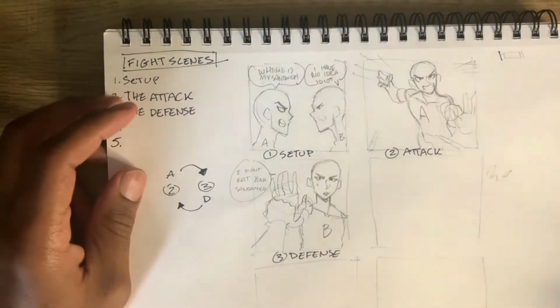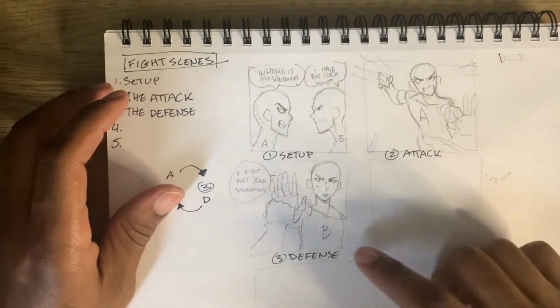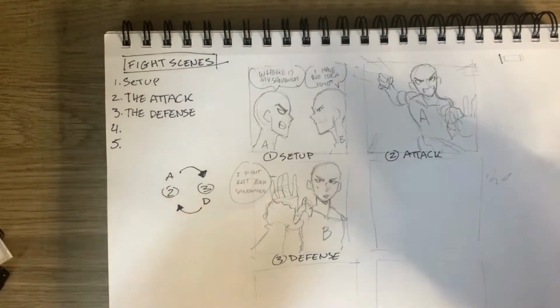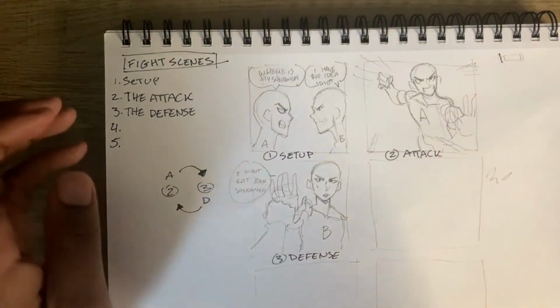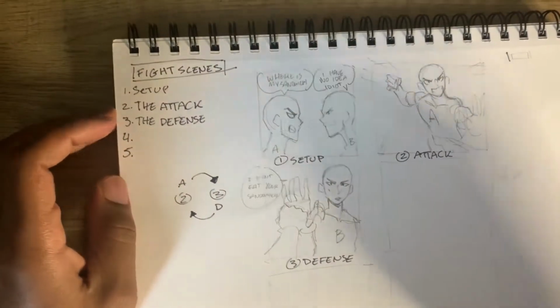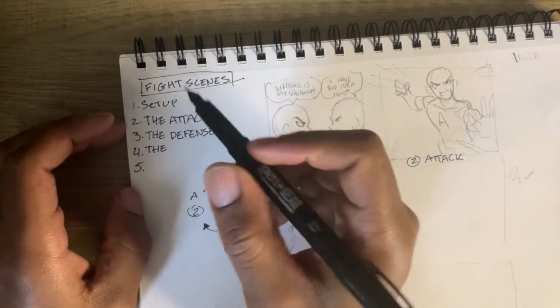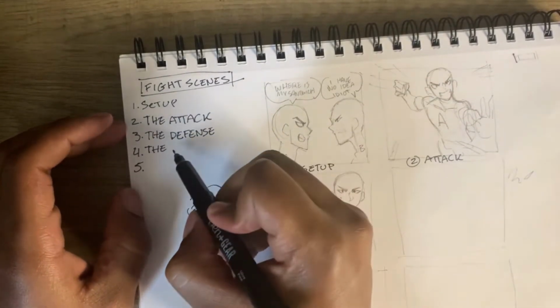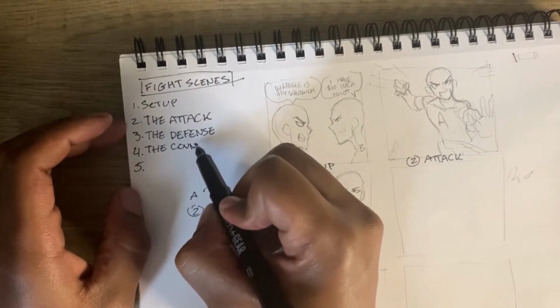So like I was saying, this attack and defend cycle can go on for as long as you want in the fight scene, where character A attacks character B, or character B attacks character A. It goes back and forth. But after you're done with all the attacking and defending, dodging and blocking, you can go into the next stage, which is the counter attack, I believe. Yeah, counter attack. Write that down real quick.